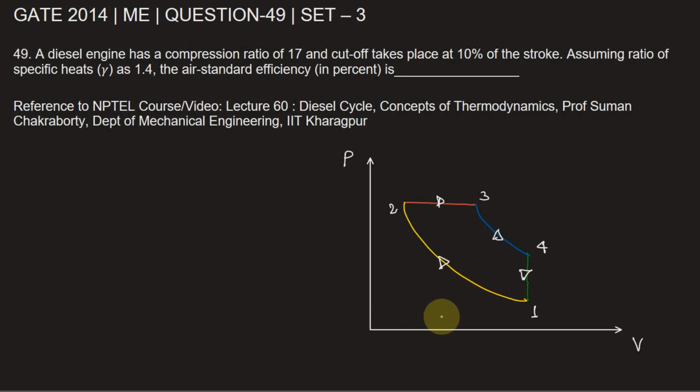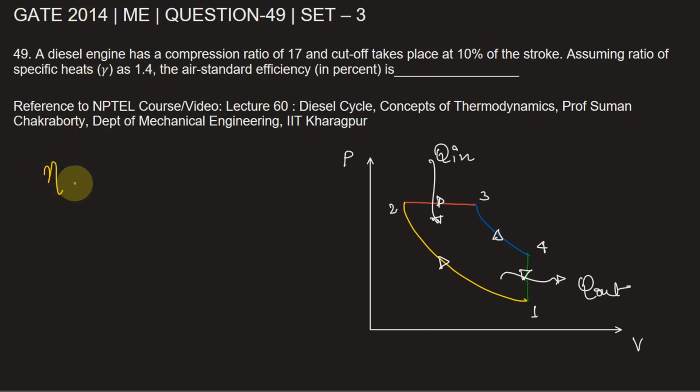Let's see the diesel cycle. This figure represents the PV diagram of the air standard diesel cycle. Process 1 to 2 is isentropic compression process. Process 2 to 3 is constant pressure heat addition, that is the combustion process. So heat is added in this process, and 3 to 4 is isentropic expansion process, and 4 to 1 is heat rejection process. Now we need to find the air standard efficiency.